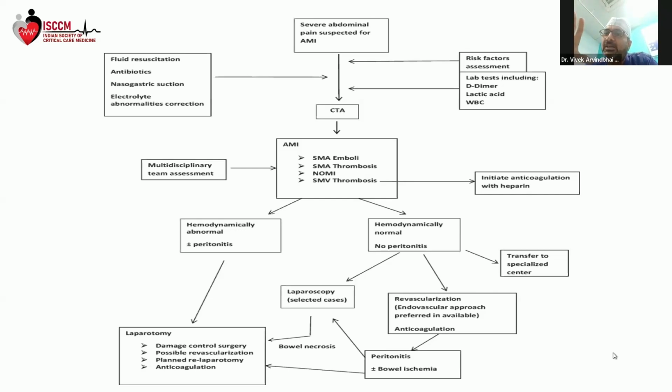Then the multidisciplinary team assessment and approach is established, initiating anticoagulation. If the patient is hemodynamically unstable with peritonitis, then go ahead with laparotomy as damage control surgery, possible revascularization, and plan a re-laparotomy. And if the patient is hemodynamically stable with no peritonitis, then you can go ahead with revascularization with the endovascular approach along with laparoscopy, and then you need to find how much of the bowel is involved, and decisions related to the viability of the bowel should be taken.